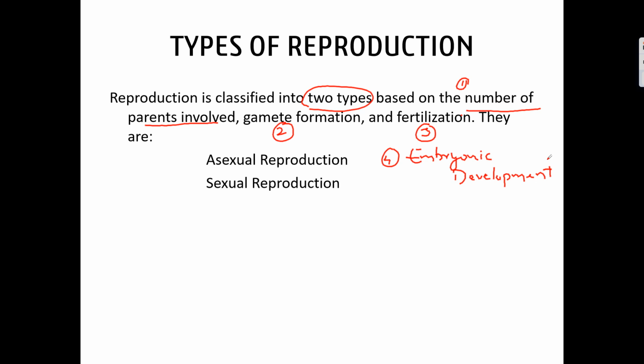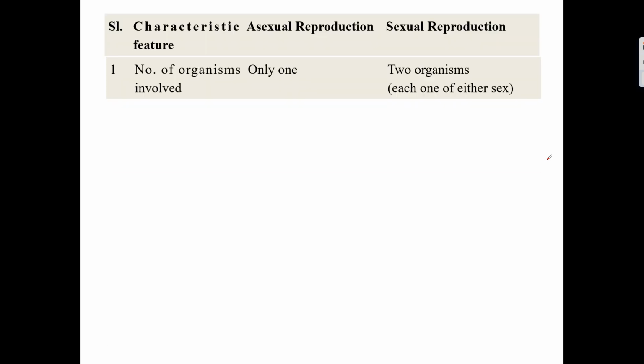So now let us look at the differences between these two types of reproduction. Firstly, the number of organisms involved. As discussed in the introductory slides, only one organism is involved in asexual reproduction, whereas in sexual reproduction, two organisms are involved. One organism, I'm writing here N, and here two organisms are involved. One is male and another one is female, right?